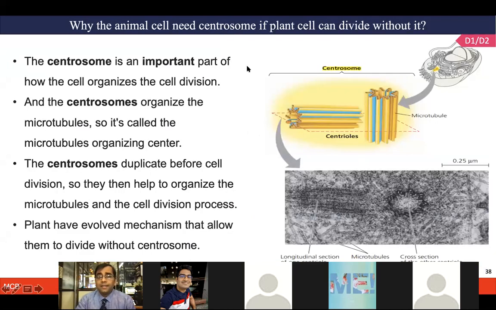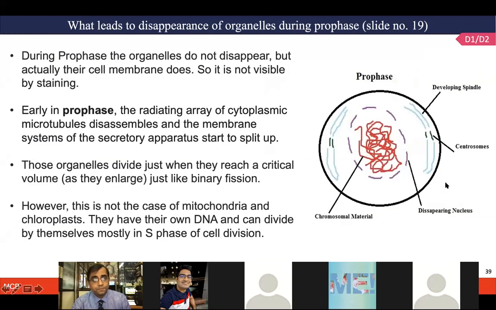Why do animal cells need centrosome if plant cells can divide without it? Yeah. So of course, these are very thoughtful research questions. Centrosome is an important part of how the cell organizes the cell division, and the interplay of different microtubules, which organize this activity at the centrosome, is required in the animal cell. The plant cells somehow have evolved a mechanism which allows them to divide without the need of centrosome. And again, that could be an interesting research question.